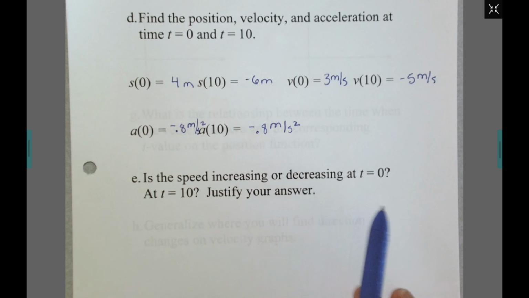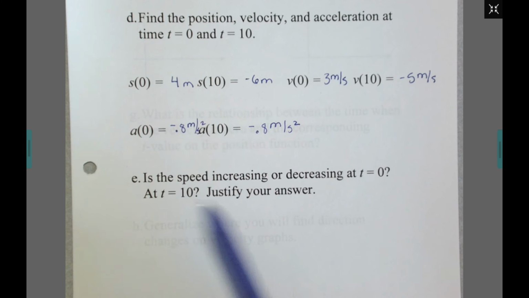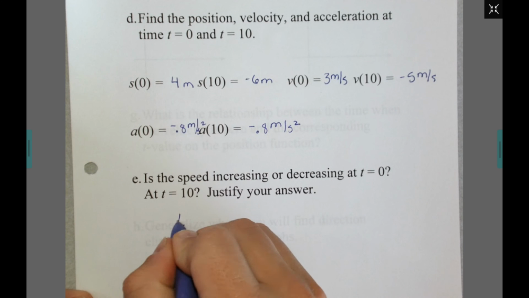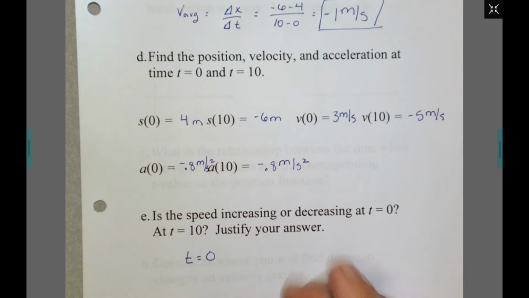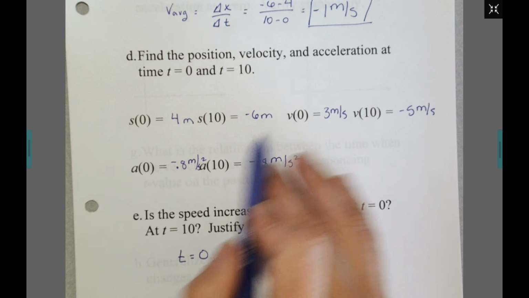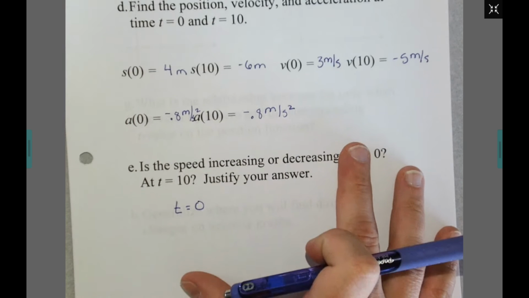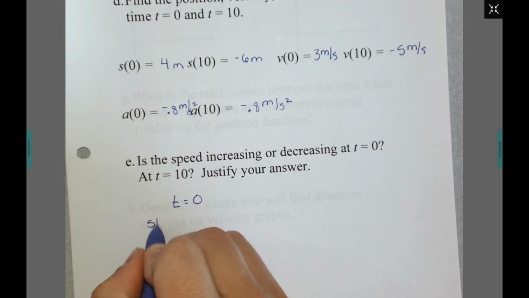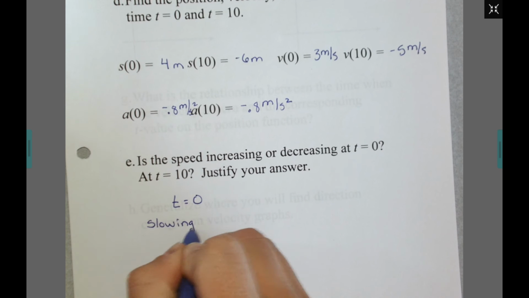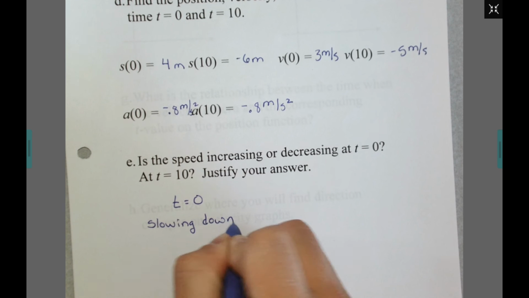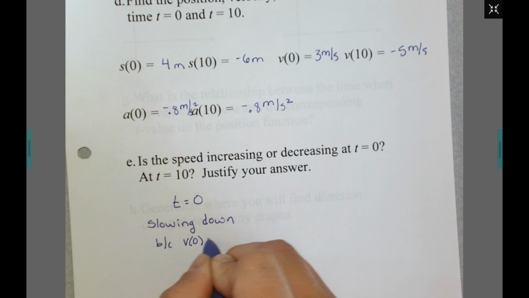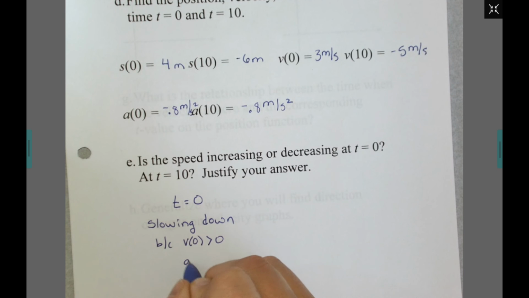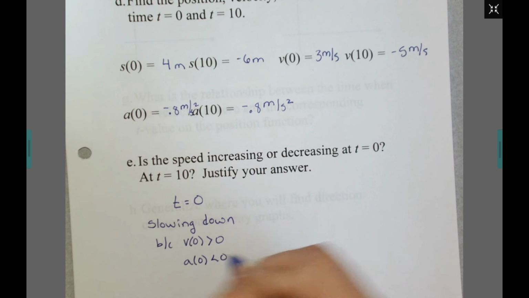E, they want to know, is the speed increasing at t equals 0, t equals 10? So let's look at t equals 0. Okay, we need to look at velocity and acceleration. We'll have a positive velocity, negative acceleration. Since they're opposite, it's going to be slowing down. Reason being, because v of 0 is positive, a of 0 negative.